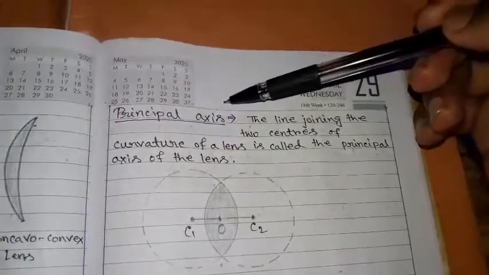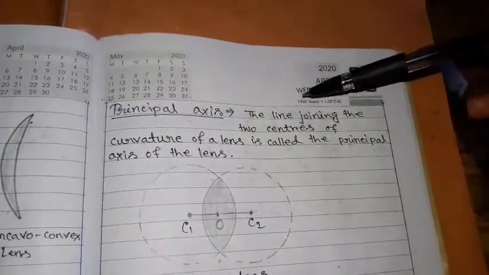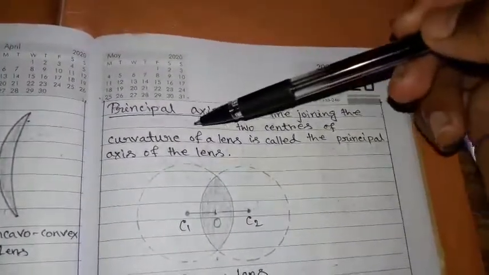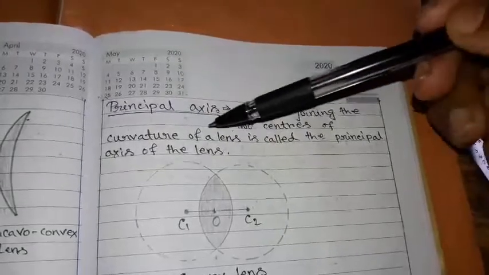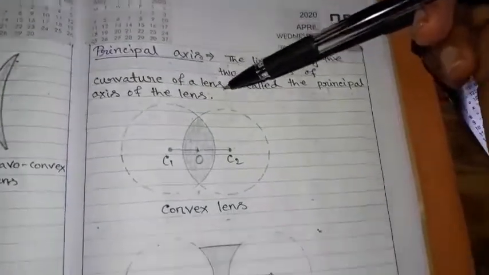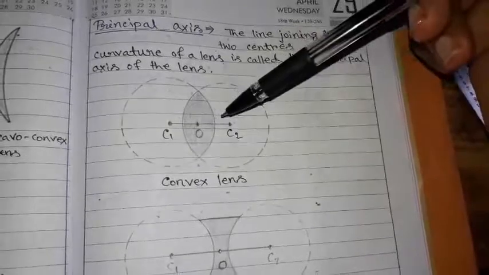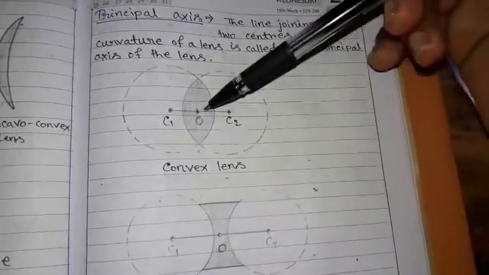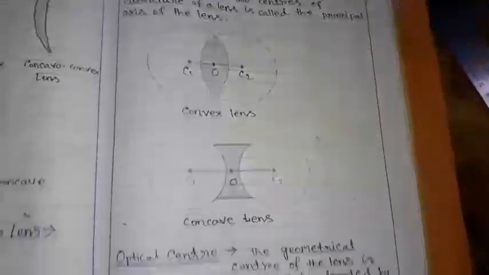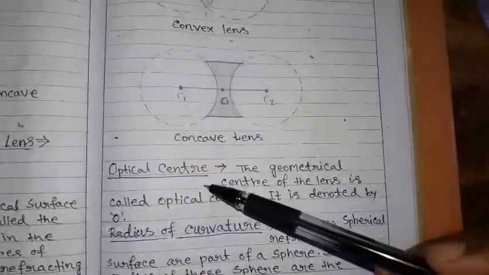Next topic, principal axis. The line joining the two centers of curvature of a lens is called the principal axis of the lens. Here the line joining C1 and C2 for both the case is called the principal axis. Next, optical center.